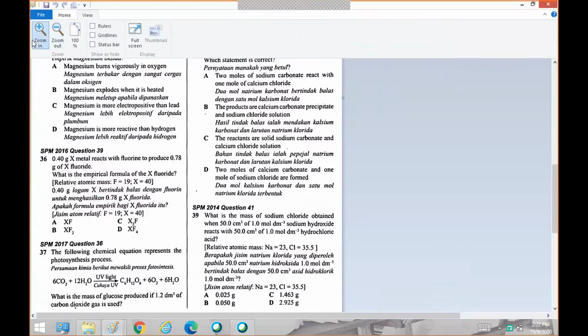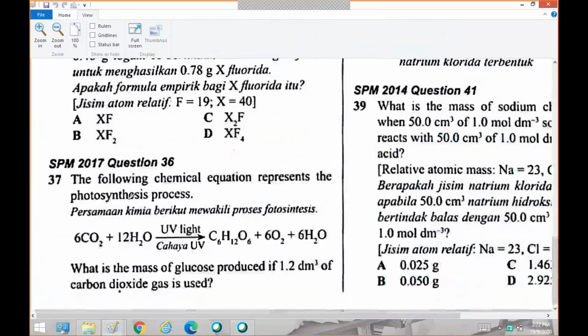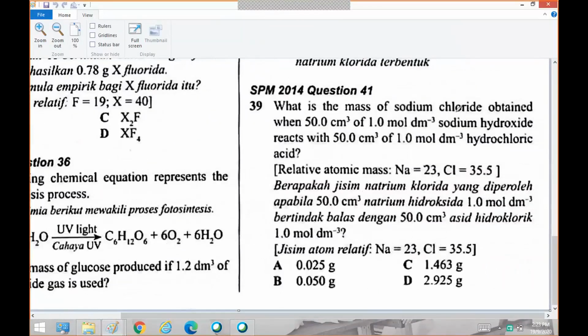The reason is because I saw the word photosynthesis there. So the following chemical equation represents the photosynthesis process. And they give you the chemical equation again. So remember that they are sometimes not as nice to you guys. As you can see over here on page 39, what is the mass of sodium chloride obtained when 50 centimeter cube of sodium hydroxide react with 50 centimeter cube?